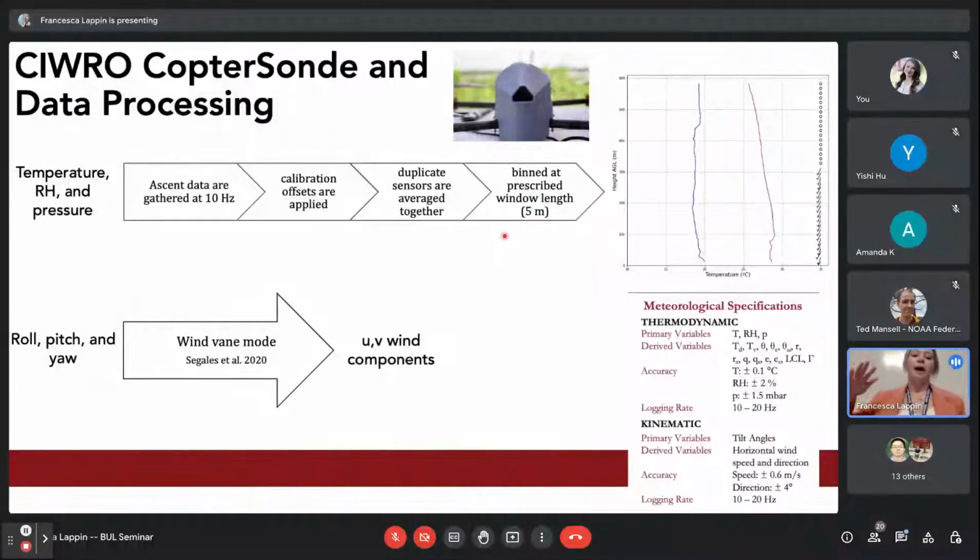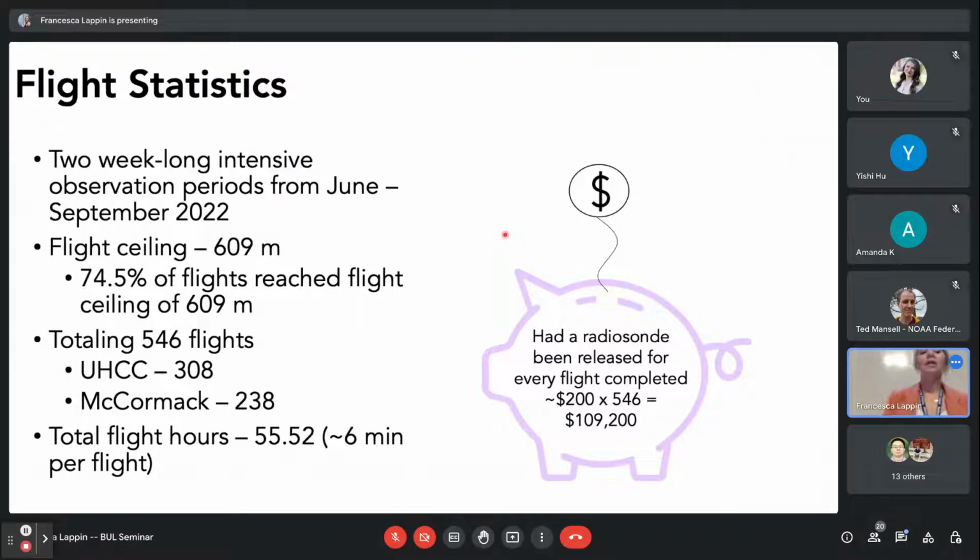And also we back out the wind speed and direction by how much it's impacted by that. So kind of just sum things up on what we had accomplished over these 4 months. Each was a 2-week-long IOP, or intensive observation period, in June, July, August, and September. With that, we totaled over 546 flights, most of which were at the coastal center. Tried to get 50-50, off by a little bit, but 75% of flights reached our flight ceiling of 609 meters.